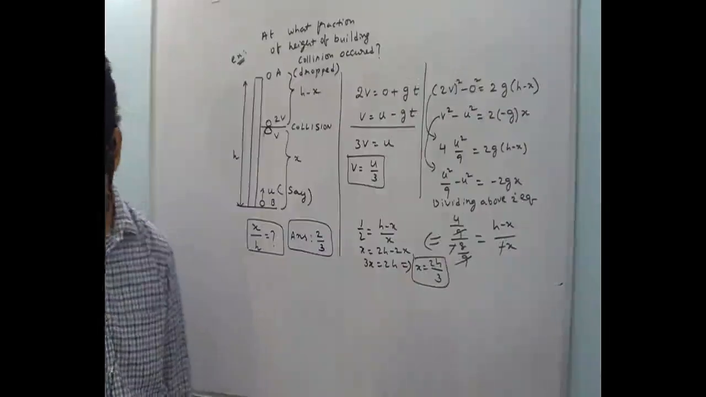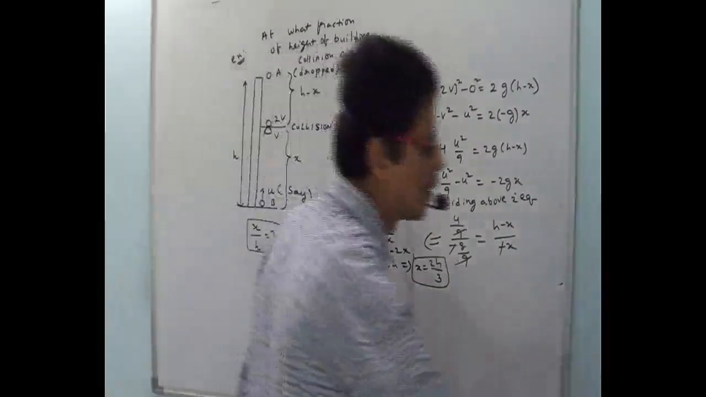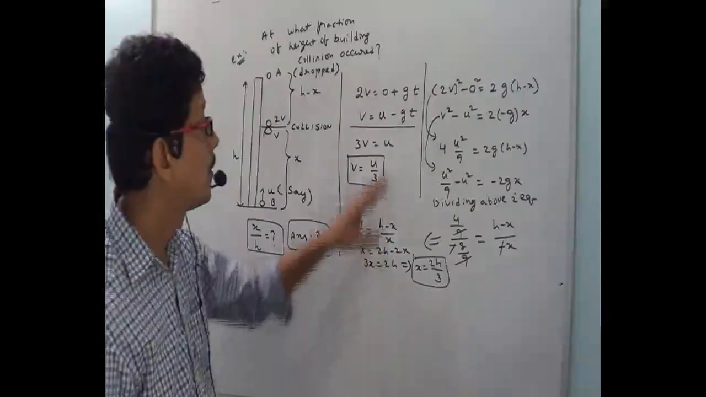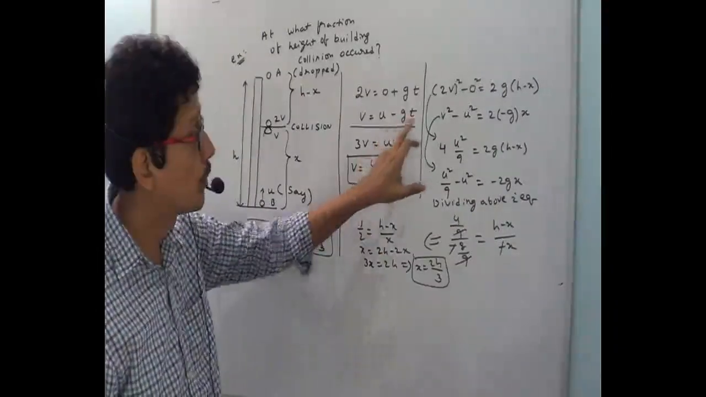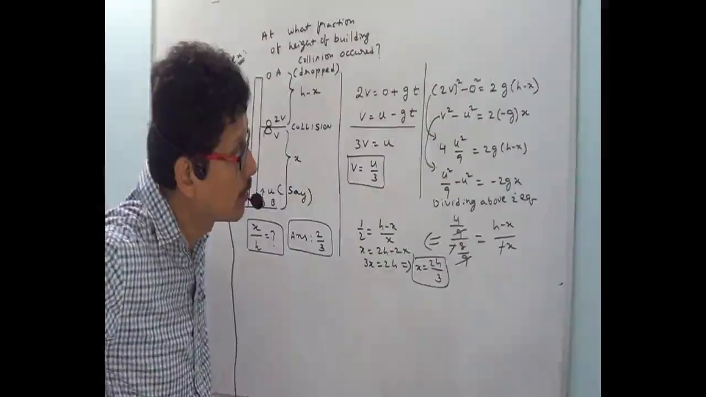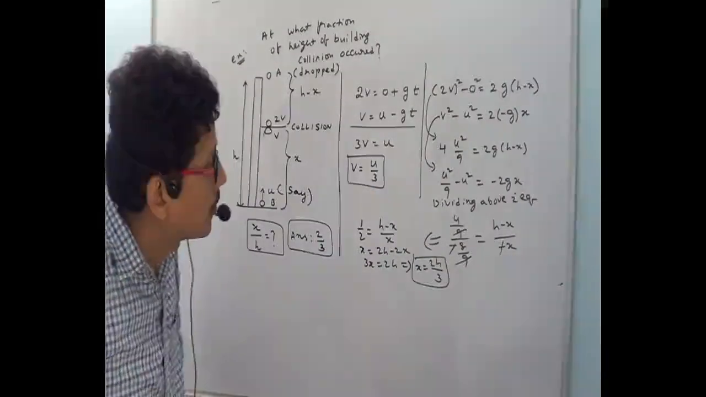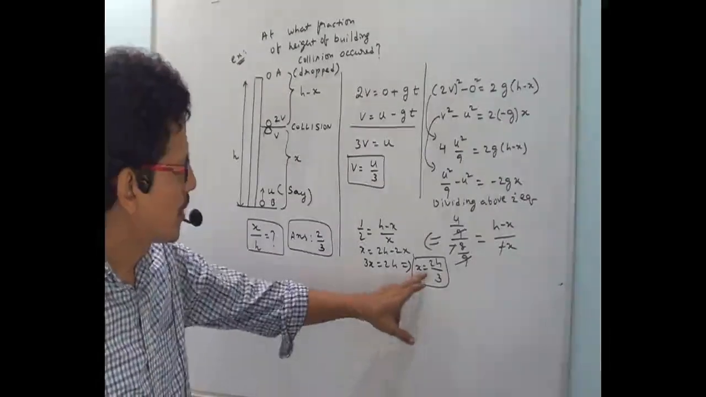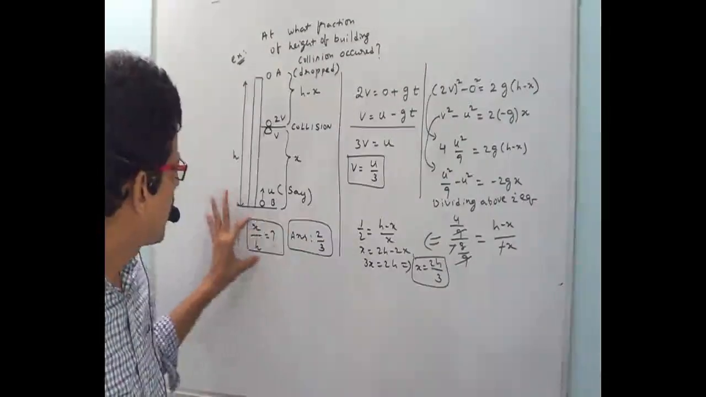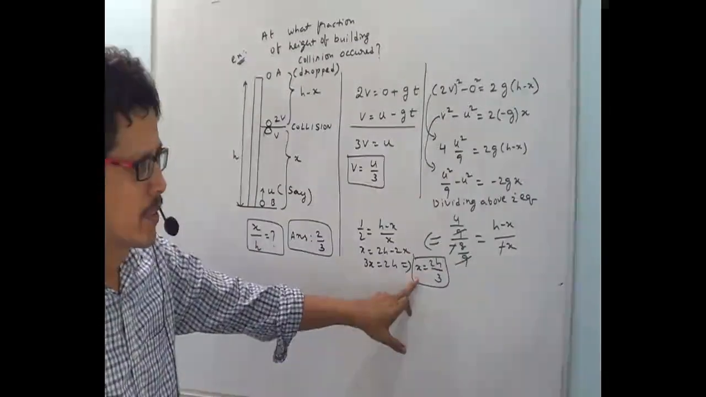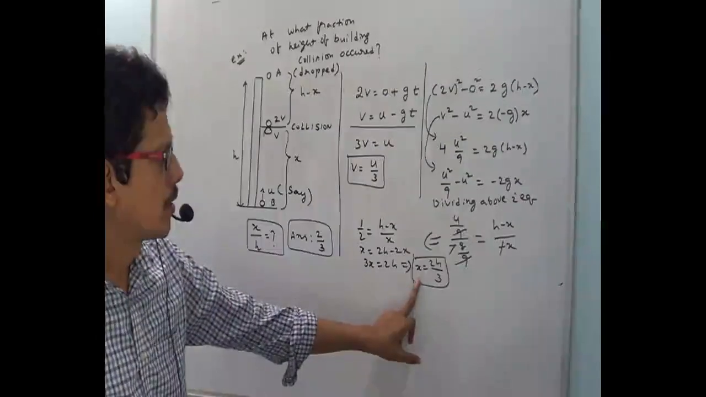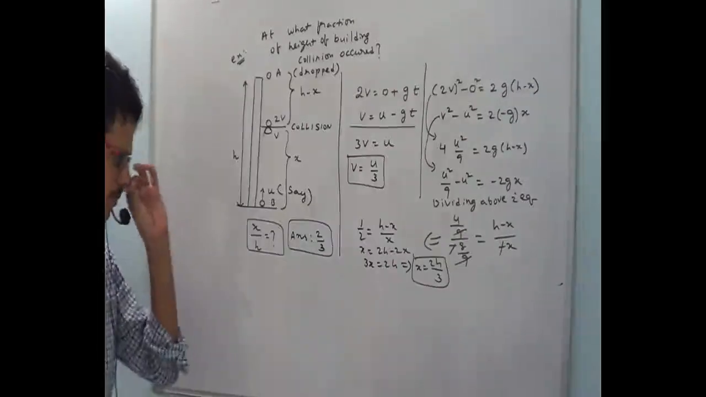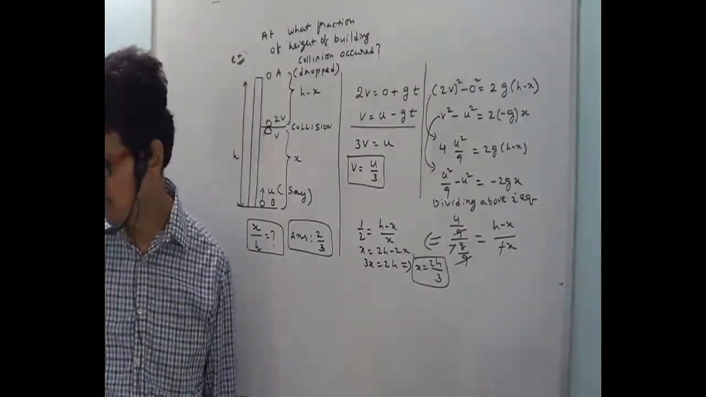Why I have used many formulas? Here V equal to U plus AT I used twice, and V square minus U square is equal to 2AS, that also I used 2 times. So X is 2H by 3. X by H is nothing but 2 by 3, na? X by H is nothing but 2 by 3. Okay. Note down this.